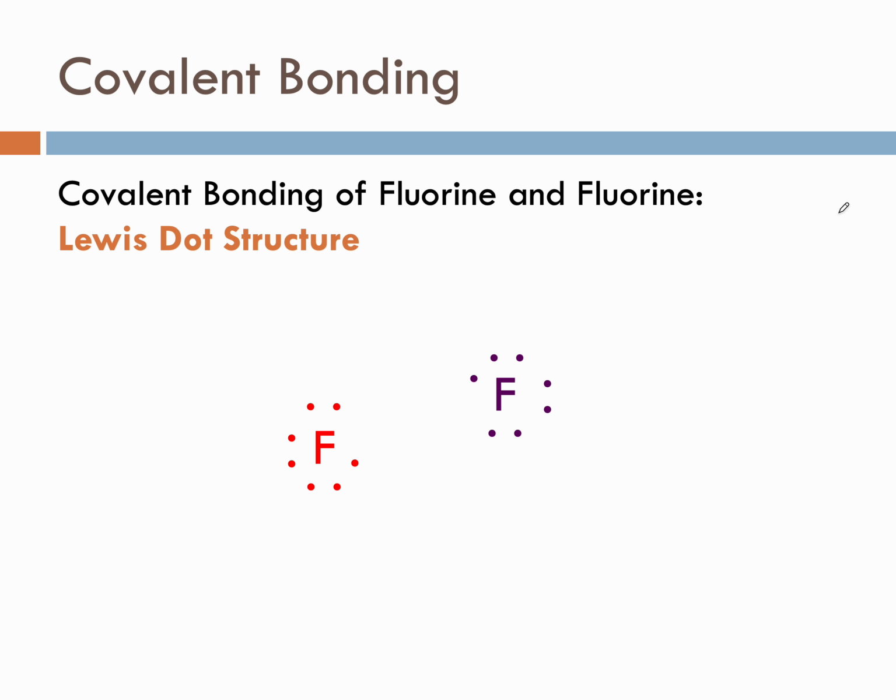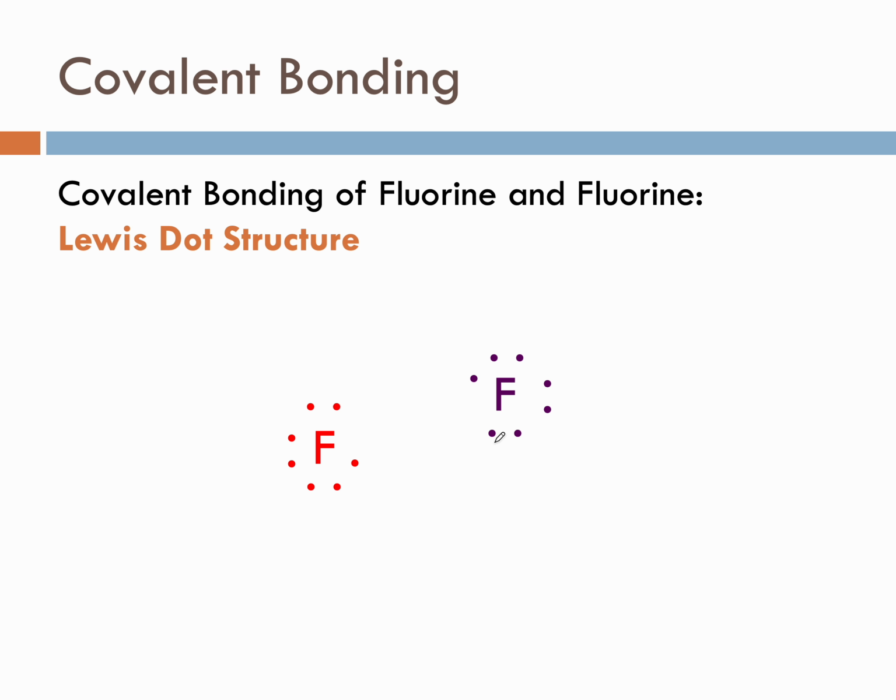All right, so what does this look like? Let's look at fluorine bonded to fluorine. So here I've got 2 fluorine atoms. Both of these have 7 valence electrons, right? You can see this: 1, 2, 3, 4, 5, 6, 7. That's because fluorine is a halogen. It's in group 17, so it's got 7 valence electrons. So fluorine is not happy. It does not have a full valence shell. It needs 1 more electron to be full.